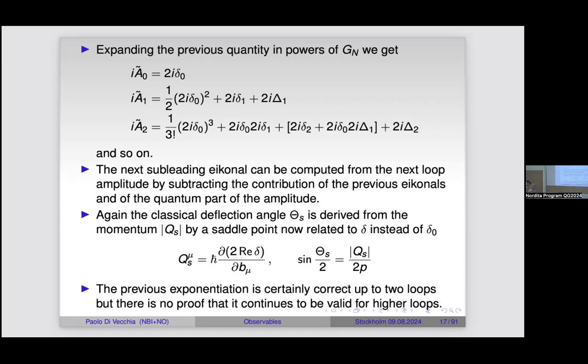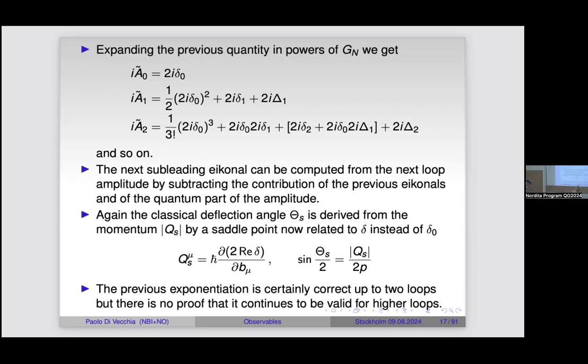In this way, you extract from the scattering amplitude the next-to-leading eikonal, and then the classical impulse, or the momentum transfer, is obtained by taking the derivative of this eikonal with respect to b mu, and then you compute the deflection angle. Now, the previous exponentiation is certainly correct up to two loops, but there is no proof that it continues to be valid to higher loops.